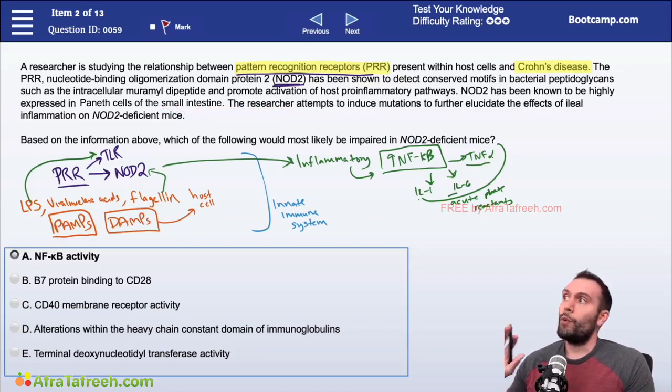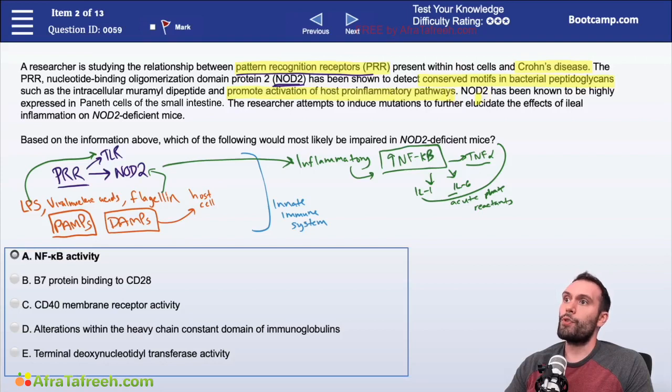With all that being said, going back into the question here, we're going to read this line again. The pattern recognition receptor, NOD2, has been shown to detect conserved motifs in bacterial peptidoglycans, where you just said, we already know that. Conserved motifs, things like flagellin, LPS, etc. That's something we already know. And that gives you an example of one here, intracellular muramyl dipeptide. And when doing this, it promotes activation of host pro-inflammatory pathways.